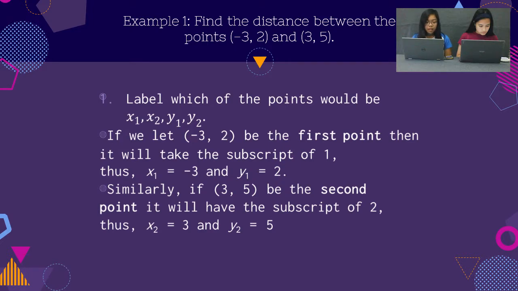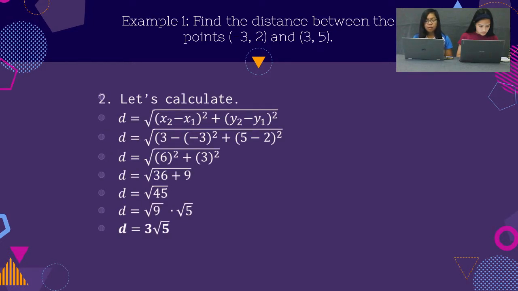The next step is to calculate. You should always have your distance formula with you, so it will be easier to calculate. Next, we substitute: it would be the square root of (3 minus -3) squared plus (5 minus 2) squared. Now that you've substituted the terms, all you have to do is simplify. If there are two negatives consecutively, change it into a positive. So 3 minus -3 becomes 3 plus 3, which is equal to 6. Plus 5 minus 2, which is equal to 3.